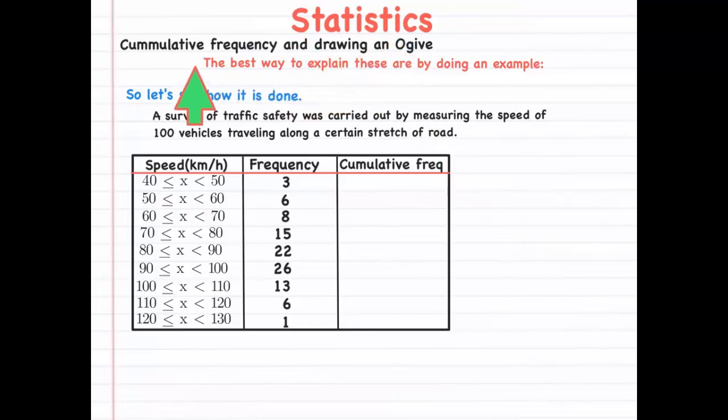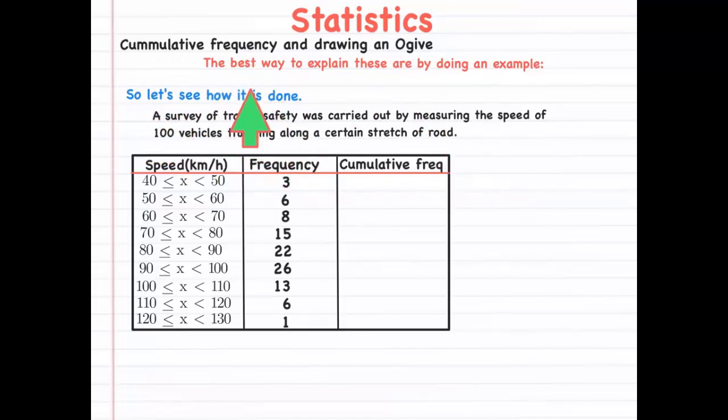And in this lesson we are looking at cumulative frequency and how to draw an ogive. Okay, so the best way to explain these is by doing an example. Now, what is an ogive? It's basically a graph that represents cumulative frequency. So let's see how it is done.